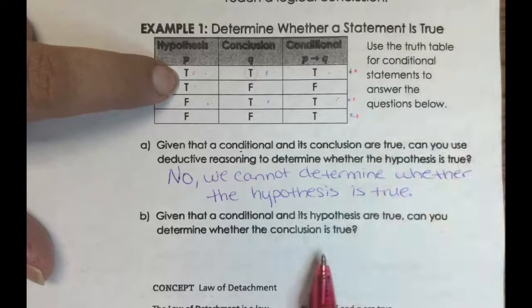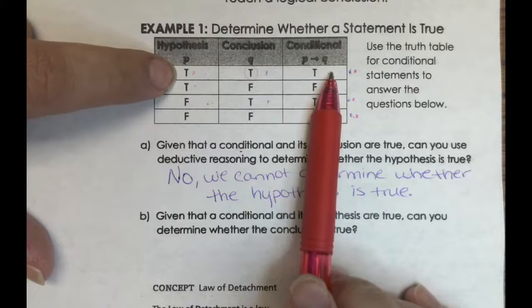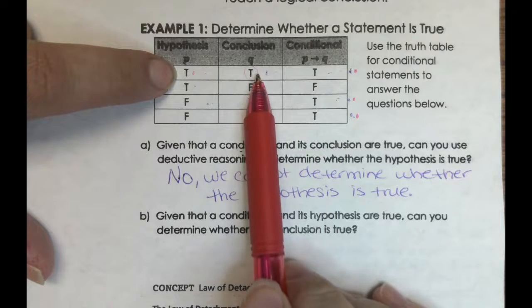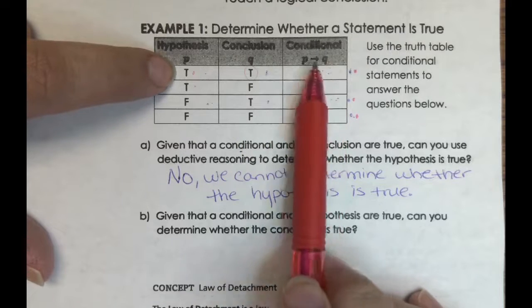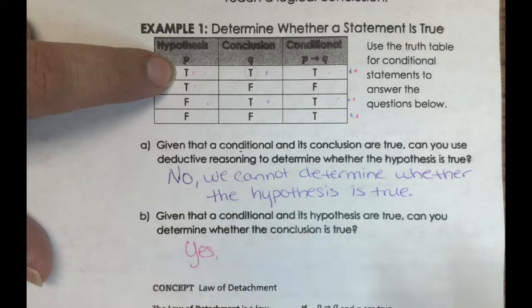So here, given that a conditional and its hypothesis are both true, can you determine whether the conclusion is true? And the answer is yes. The only time that both of these are true, your conclusion is also true. So yes, your conclusion must be true.